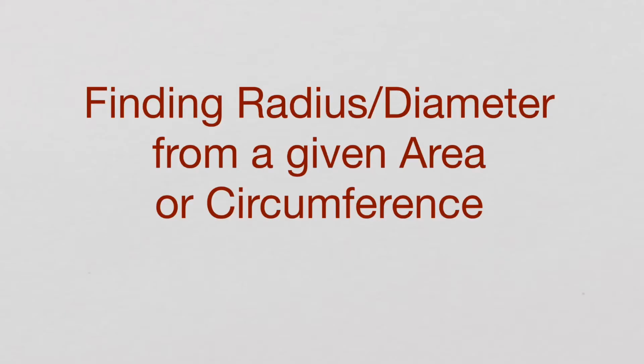We're going to get into a little geometry this week. We're going to make sure you know how to find a radius or diameter from a given area or circumference. A little bit different from just finding the area or circumference itself. We're just going to basically work backwards.